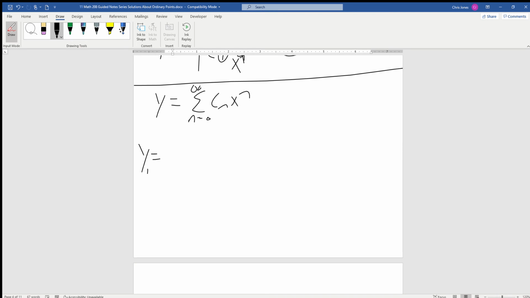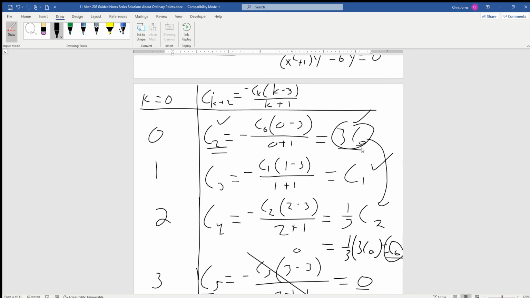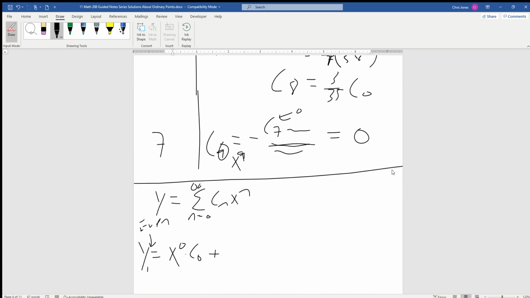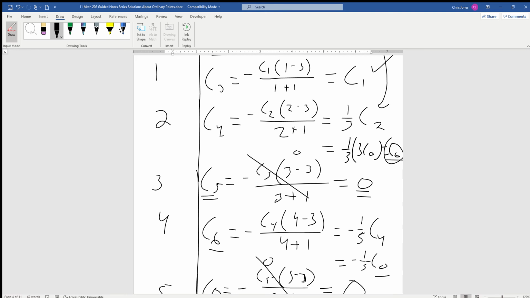And y1 is going to be all of the even terms. All right, so what's that going to be? Well, that's going to be x to the 0 times C0 plus, now let's go back up and look at what happens for C sub 2. C sub 2 is equal to 3C sub 0. So that's going to be plus x squared times 3C sub 0. Now let's look at what happens with x to the 4th. So x to the 4th, we're going to go back up. We're looking at C4. Okay, well C4 is equal to C0.